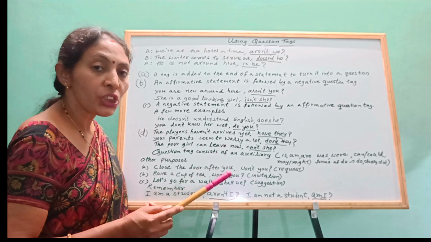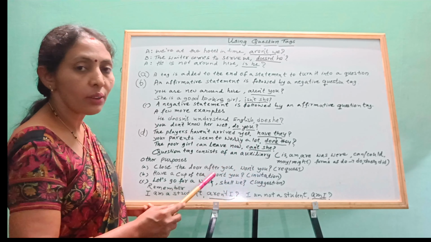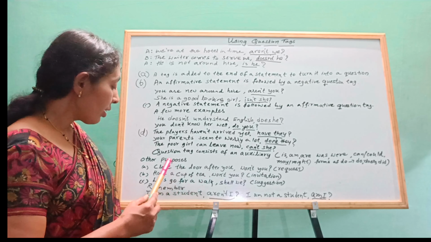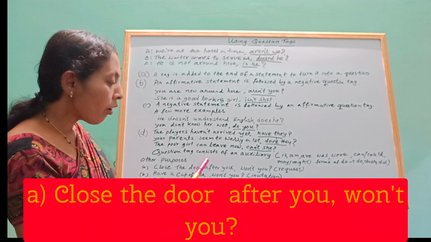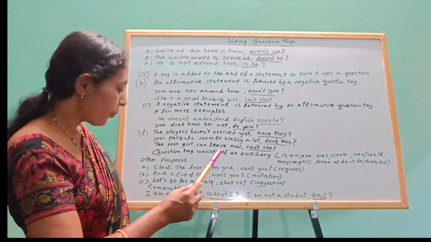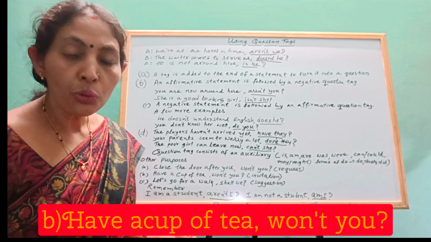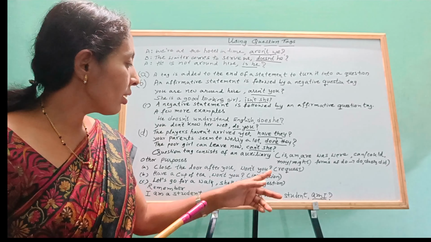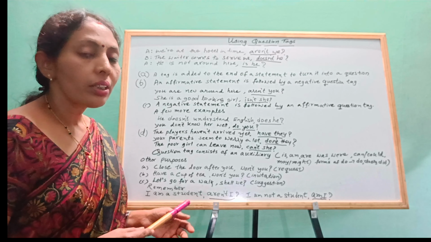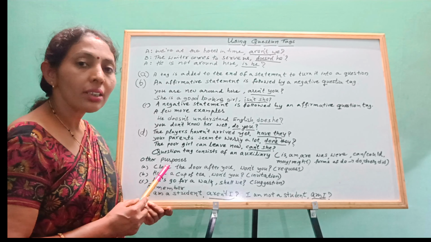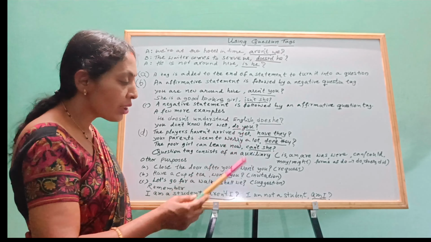We use question tags to make requests and invitations. Okay, let's see the examples. Close the door after you, won't you? Have a cup of tea, won't you? We use won't to make invitations and requests. Yes, dear children, you might have understood this one also.